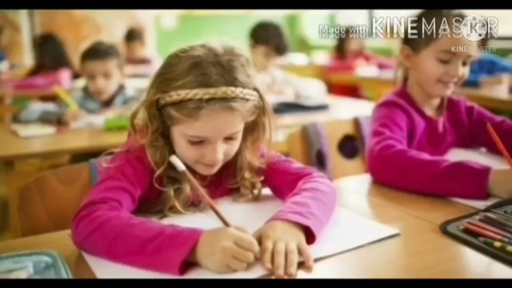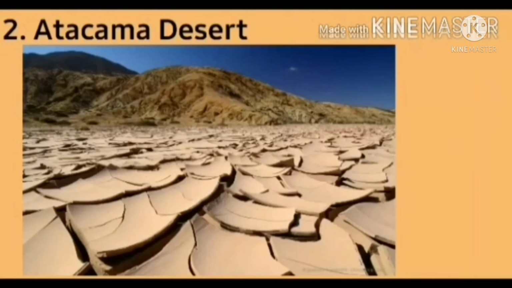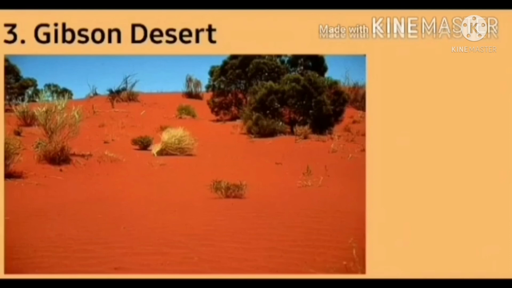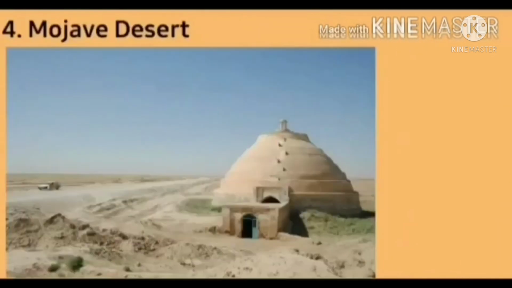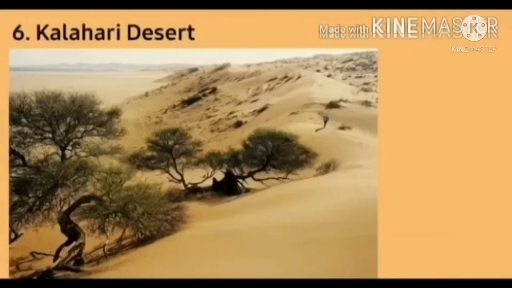Children, I also want to tell you about a few deserts and the continents in which they are located, related to the activity on page 36 in your textbook. The first one, Sahara Desert, it is in Africa. Second one, Atacama Desert, South America. Third one, Gibson Desert, Australia. Fourth one, Mojave Desert in North America. Fifth one, Arabian Desert, Asia. And the sixth one, Kalahari Desert, Africa.